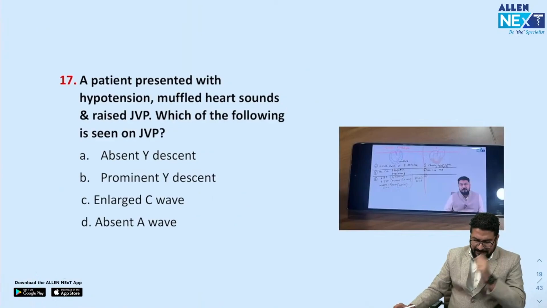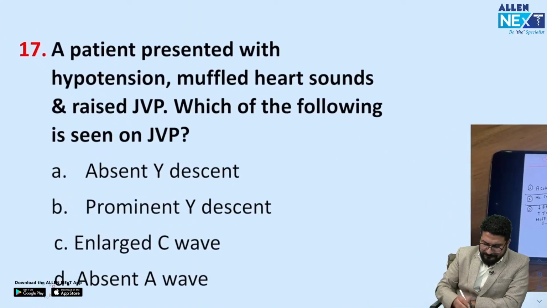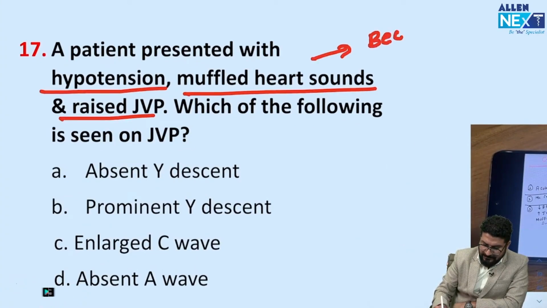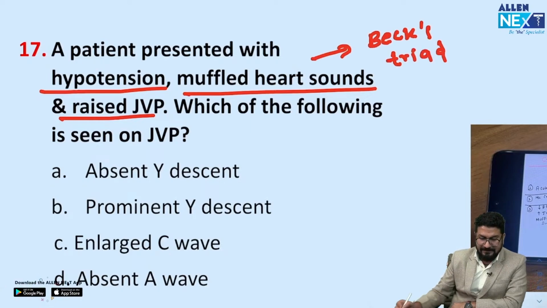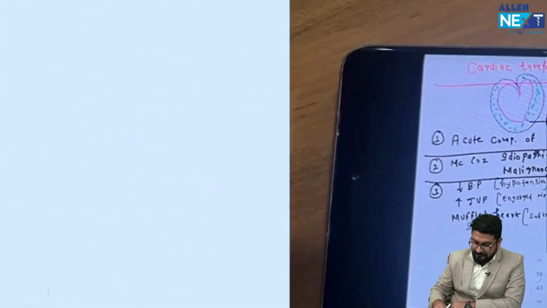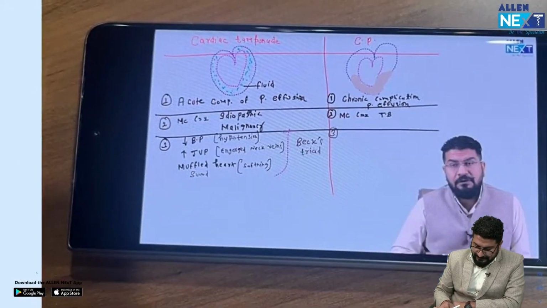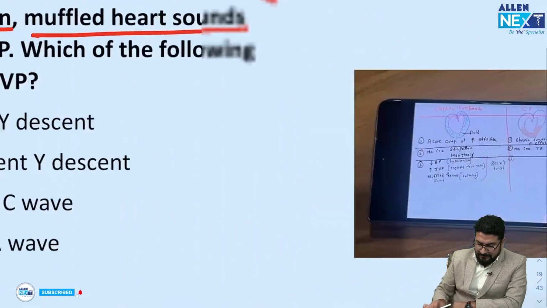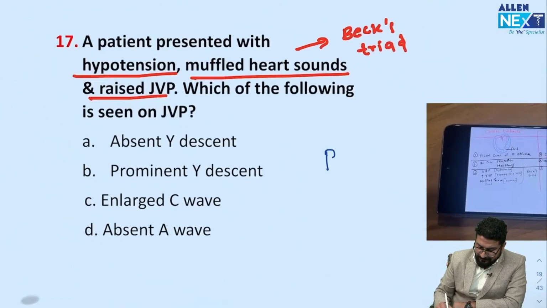Coming to next, a patient presents with hypotension, muffled heart sound, and raised JVP. So you can see this is what we call Beck's triad. This is a topic which is an FMG exam favorite, coming for the past 3 years. You can notice this is a classical feature of Beck's triad: decreased BP, hypotension, increased JVP, muffled heart sound. I also told you a mnemonic, that mnemonic was PATEX.